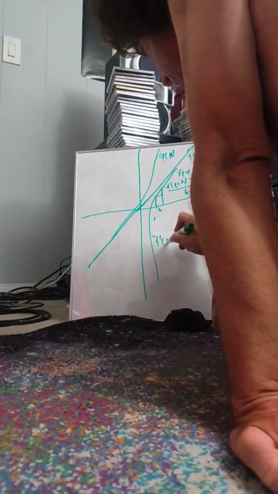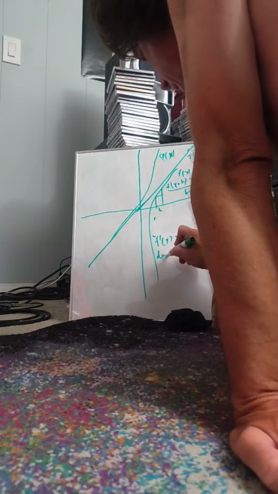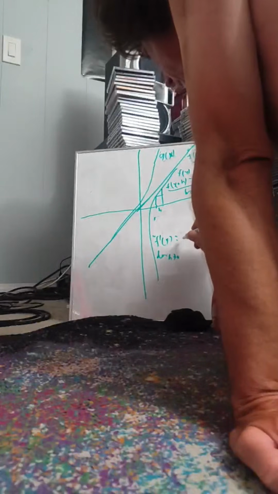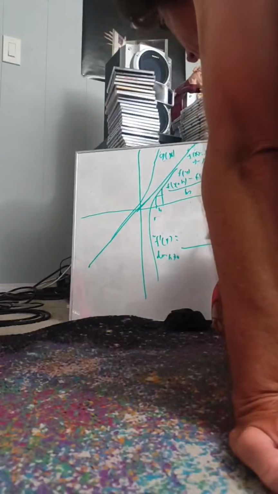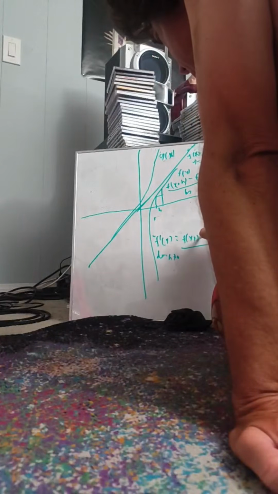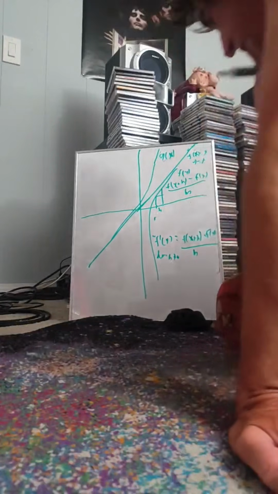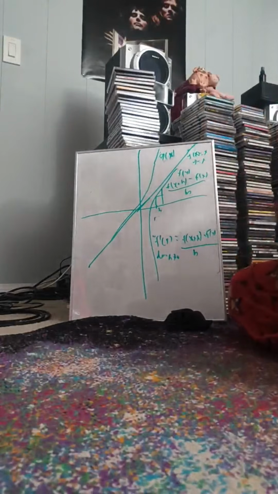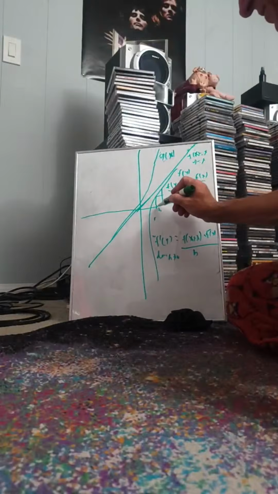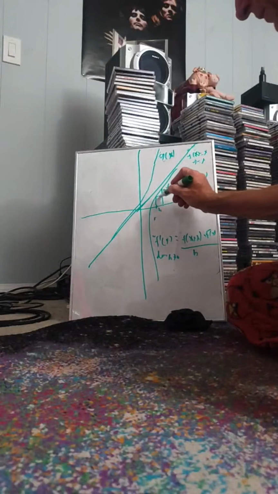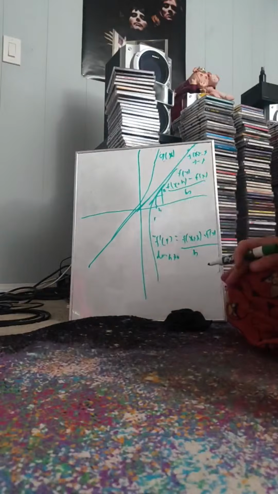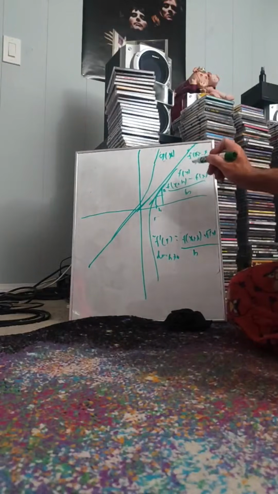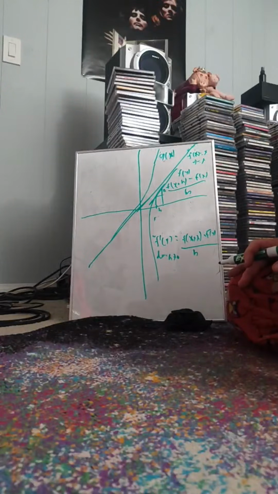F prime of x equals the limit as h approaches 0 of f of x plus h minus f of x all over h. That's the definition of the derivative of f of x. As this delta h gets smaller, this delta y over delta x approaches the instantaneous slope of the line y equals f of x.